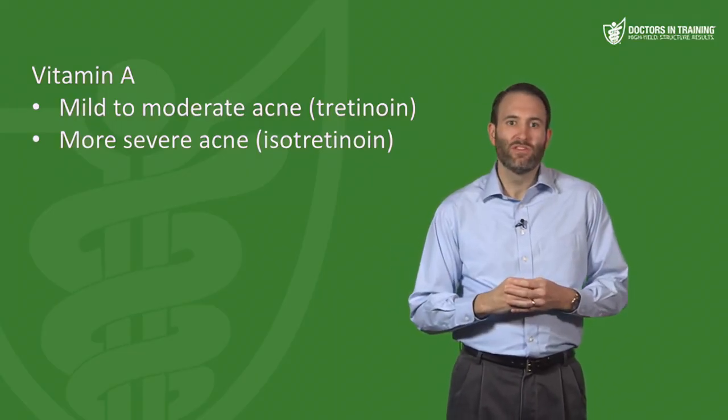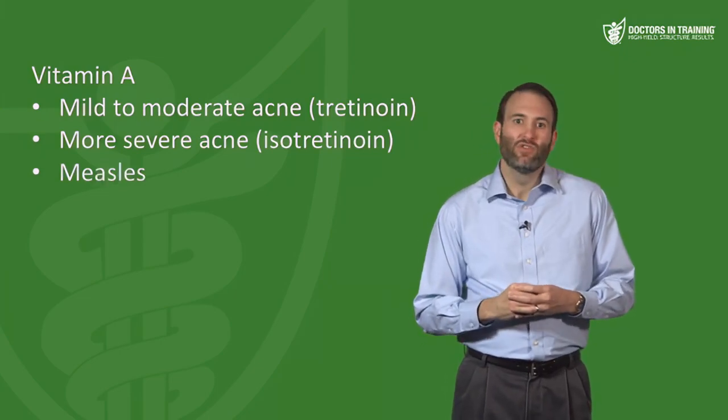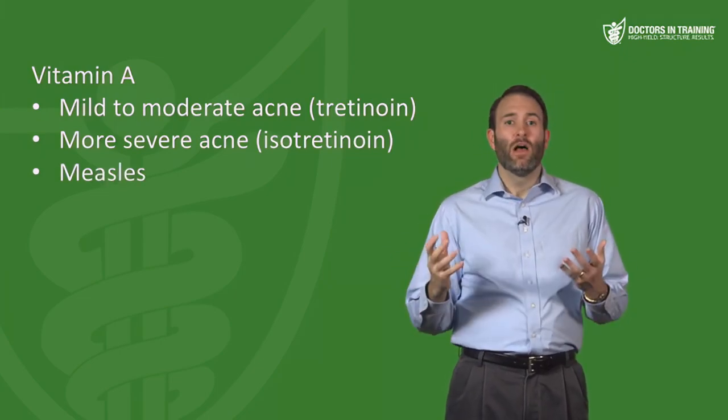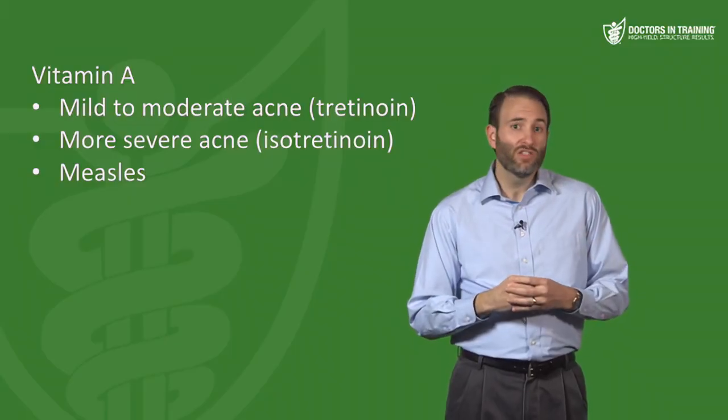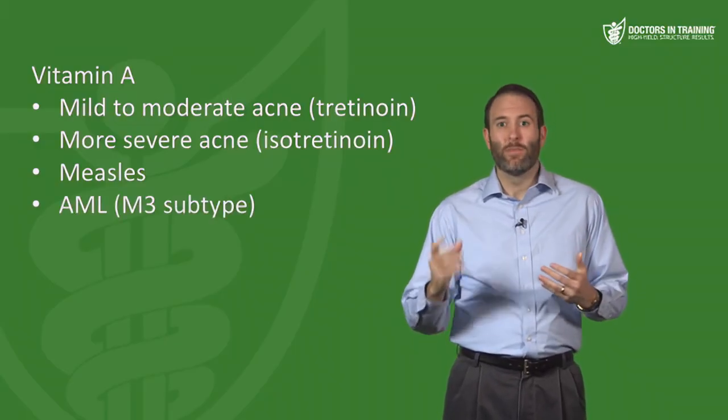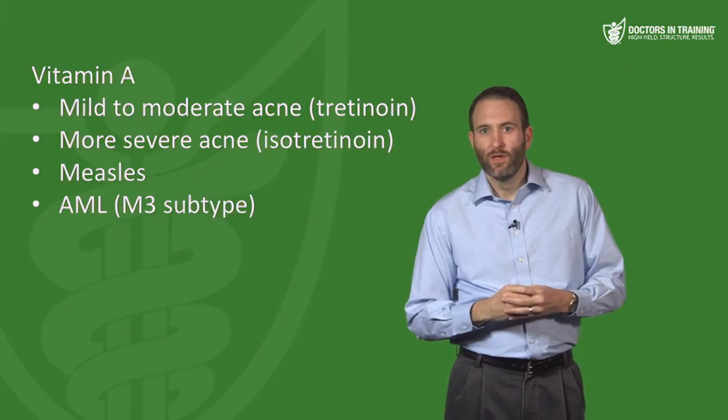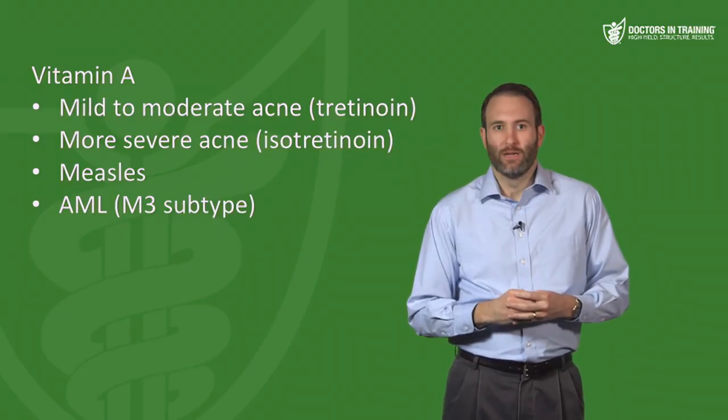Another treatment worth mentioning is that vitamin A can be useful in the treatment of measles, particularly in third world countries, and can also be useful potentially in the treatment of AML, acute myelogenous leukemia, especially the M3 subtype.